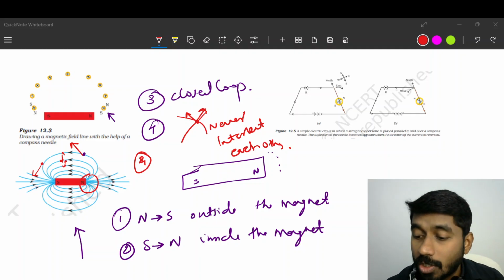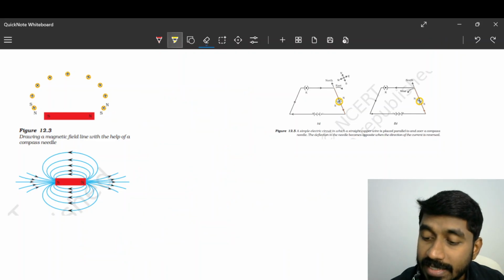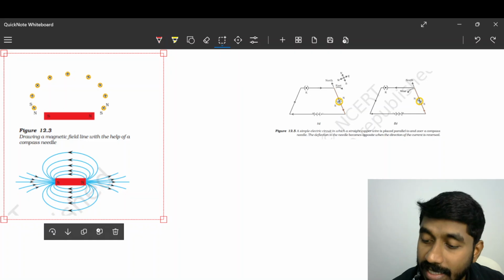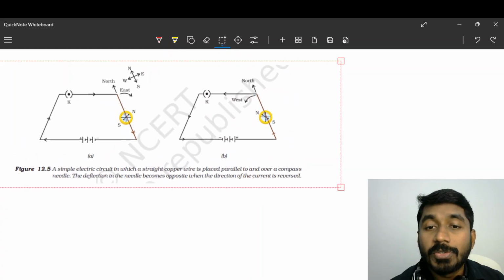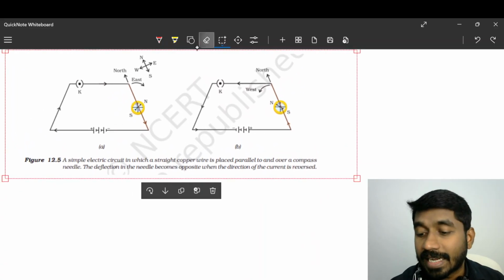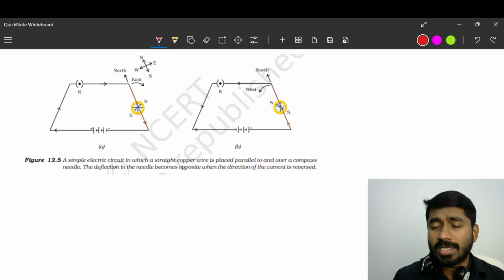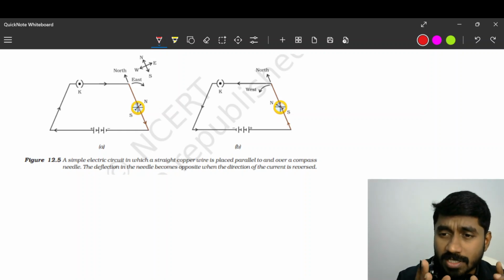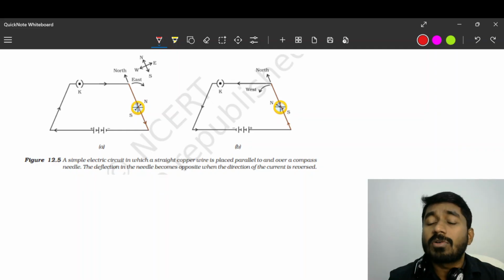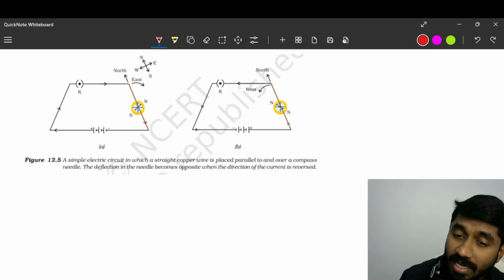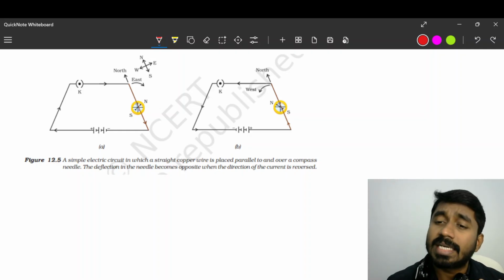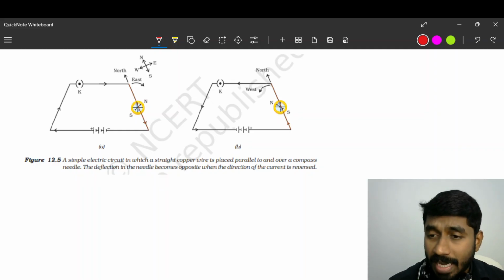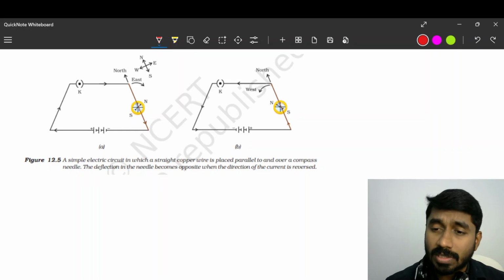The next topic in this chapter is magnetic field lines due to a current carrying conductor, or magnetic field due to a current carrying conductor. I'm just doing a one-shot video describing this. The first topic of the chapter is the properties of magnetic field lines around a bar magnet. A bar magnet is a permanent magnet, it has a north pole and a south pole, and the magnetic field lines originate from the north pole and end at the south pole.